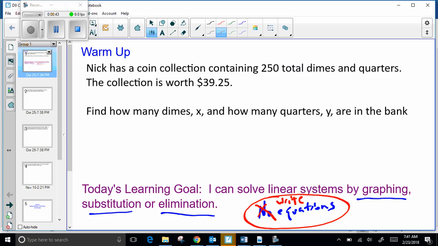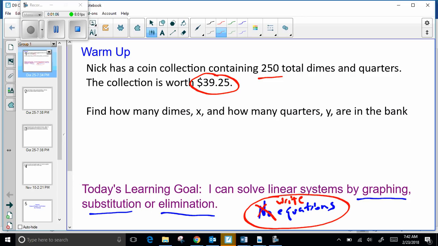Once you write the equations, you get to pick: do I want to graph, do I want to substitute, or do I want to eliminate? So this problem up here with Nick and his coin collection is a classic one. You've got two clues here. There's 250 total dimes and quarters. And then the other clue is the collection is worth $39.25.